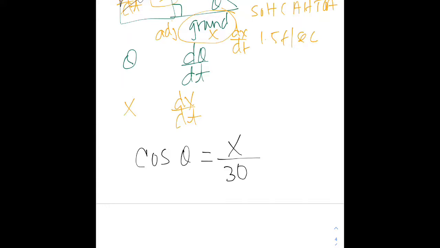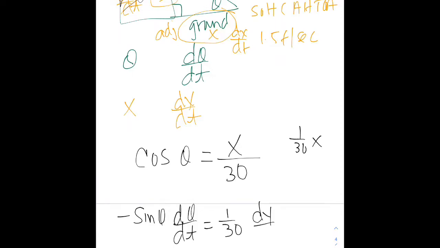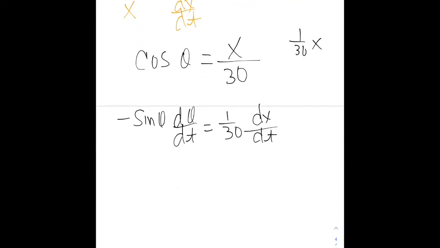So when I differentiate, the derivative of the cosine of theta is equal to negative sine theta d theta dt. And you can think of x over 30 as 1/30th x. So that's just going to give me a 1/30th dx dt. So I can divide both sides by negative sine theta.